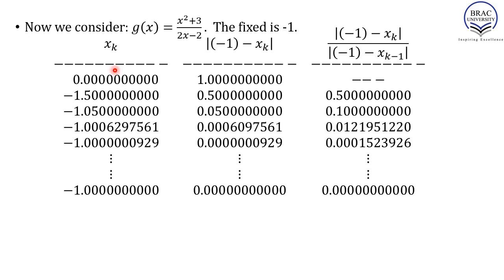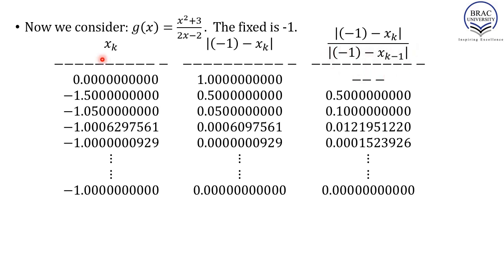So again we fill up the table here. The first column is the value of x as the iteration increases, and the second column is the deviation or error compared to x*. x* is -1 here, and the third column is the ratio. So the numerator is the distance after the kth iteration, and the denominator is the distance before the kth iteration.